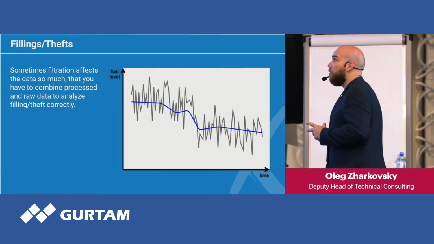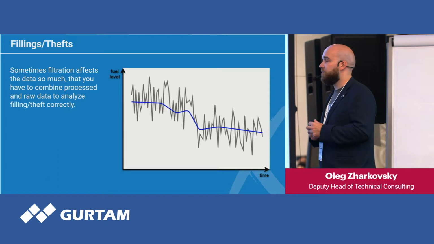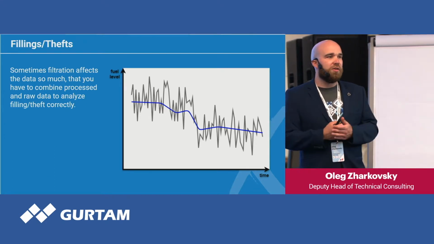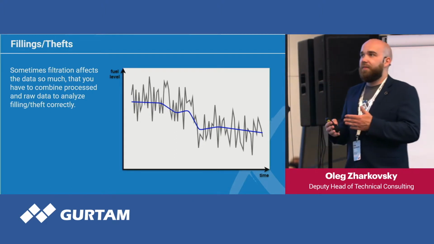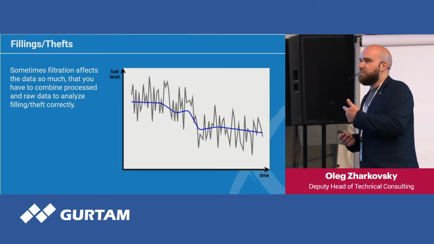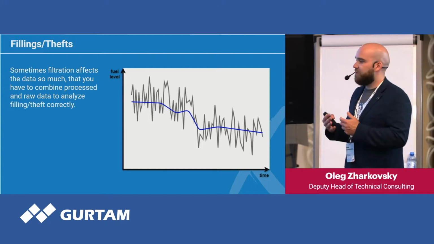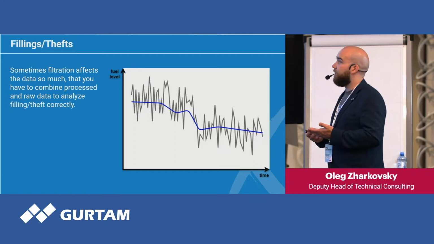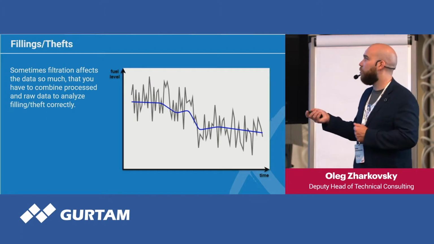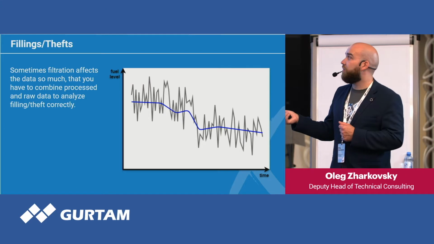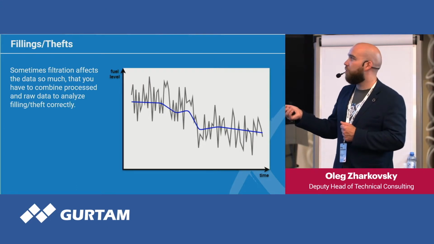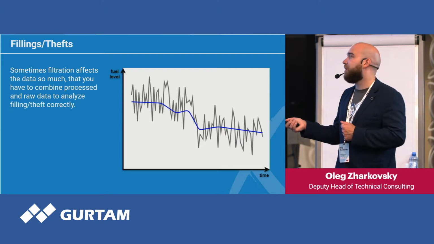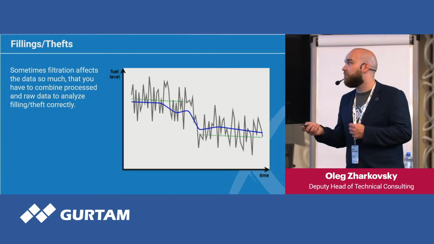And one more option connected with fill-ins and thefts. Sometimes filtration affects the data so much that the data will be wrong but smooth, as I have mentioned. And you need to combine the raw data and filtered data. It can be done in the following way. We'll detect the fact of the theft or fill-in from the smooth data, but we'll detect the volume from the raw data. So this is how it looks like.